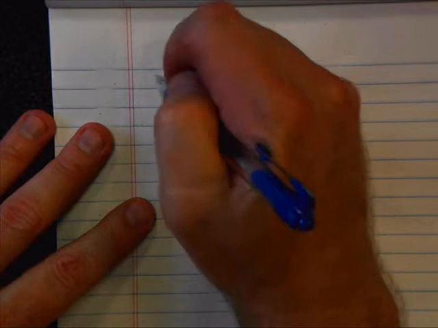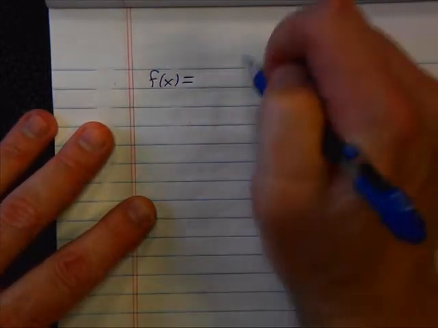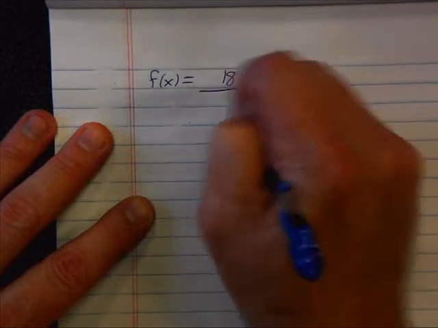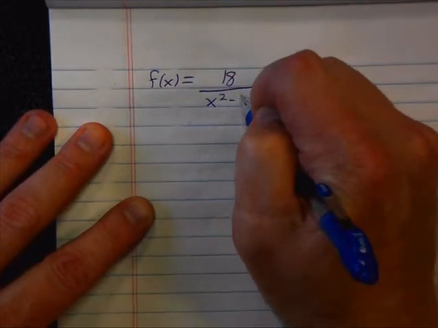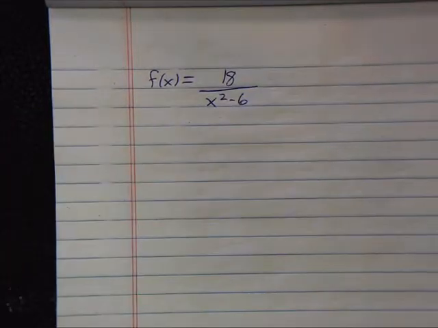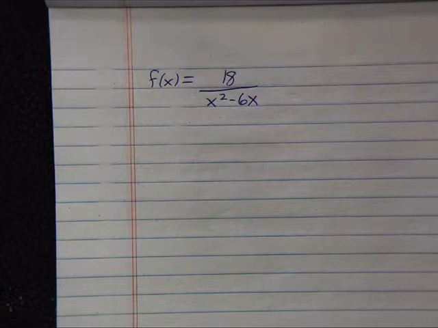F of x equals 18 over x squared minus 6x. Let's put an x on the end there just for the fun of it. 18 over x squared minus 6x. How do I find the derivative? I could use the quotient rule. Excellent. I could use the quotient rule.